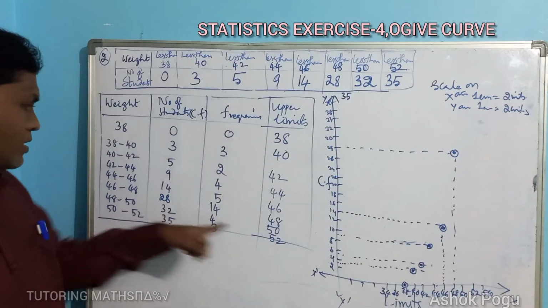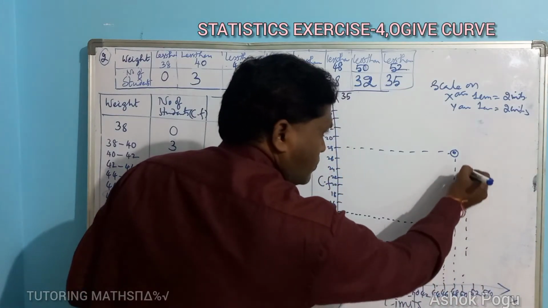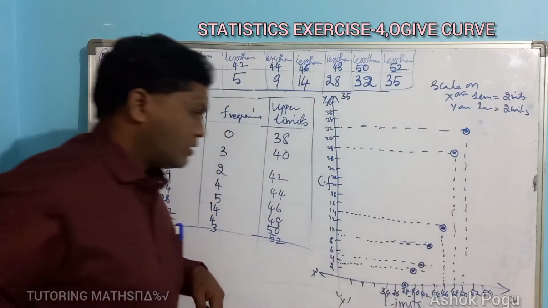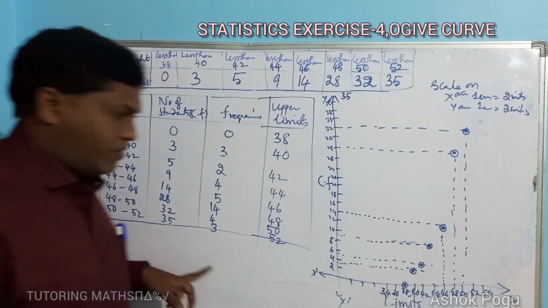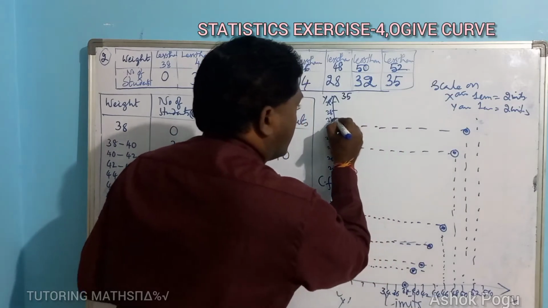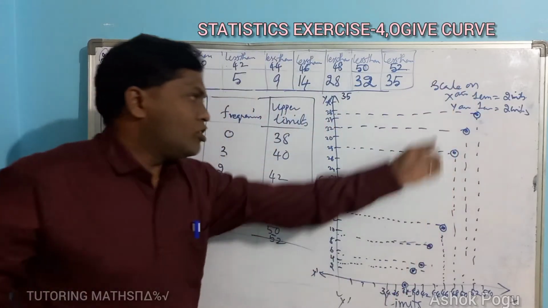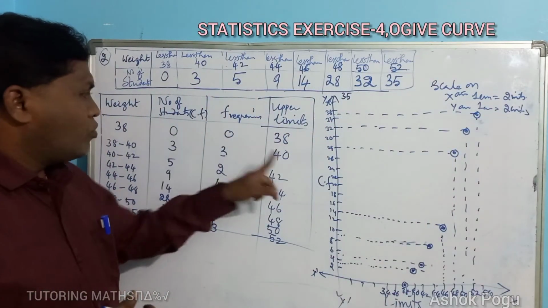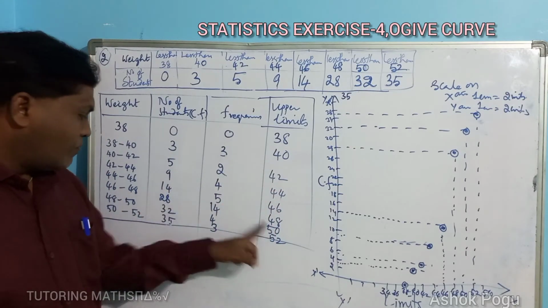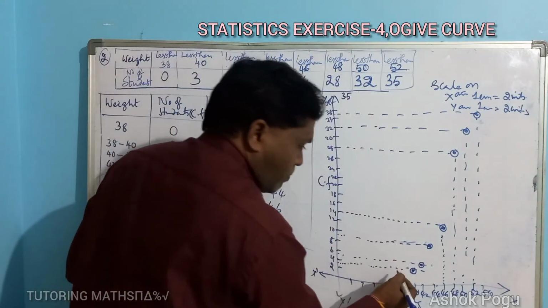Yes. Next 50, 32. And next 52, 35. Between 34 and 36 you can find it. So these are the values we have plotted: 38, 0; 40, 3; 42, 5; 44, 9; 46, 14; 48, 28; 50, 32; 52 and 35. Now let us join all the points with the help of hand.